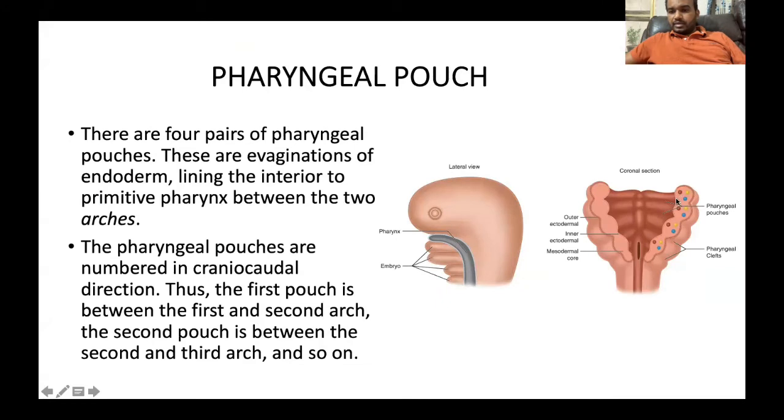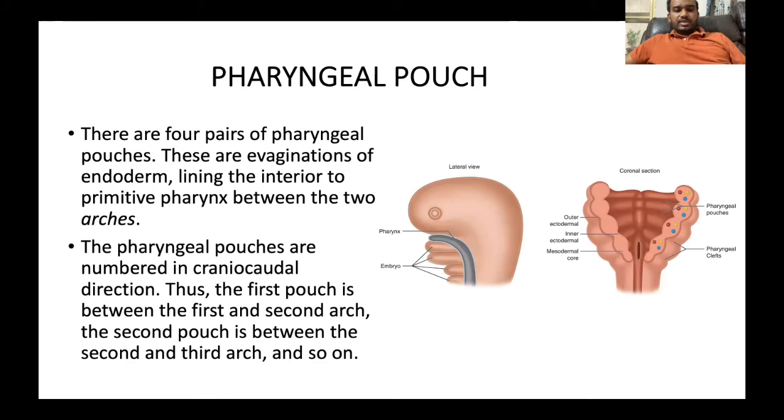See, this is one invagination. This is one. So this endoderm, which invaginates in between the two arches, is forming the pouch. This is the first pouch, this is the second pouch, this is the third pouch, this is the fourth pouch. Altogether we have four pairs of pouches on either side in the primitive pharynx.